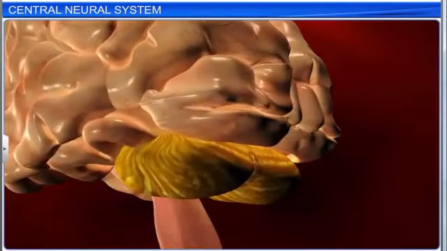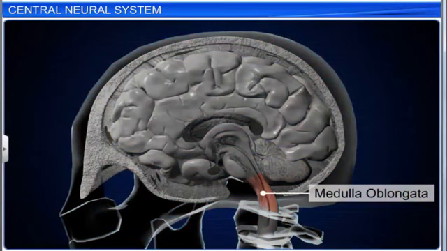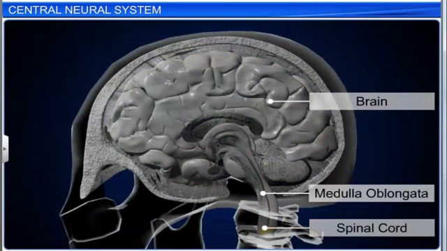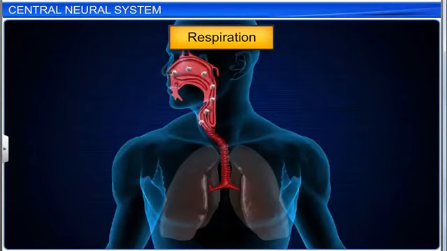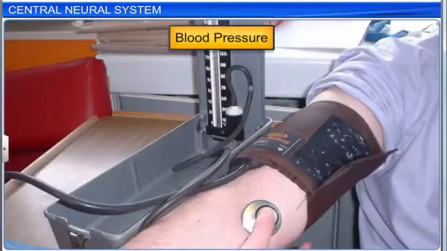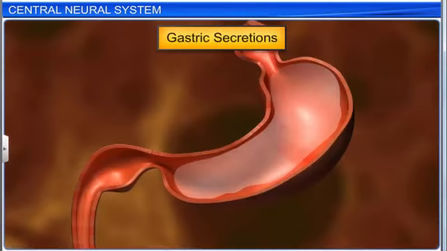The convoluted surface of the cerebellum provides a lot of space to accommodate the maximum number of neurons. This part of the brain is responsible for coordinated body movement or balance of the body. The medulla oblongata acts as a link between the brain and spinal cord. The centers in the medulla oblongata control involuntary activities such as respiration, blood pressure, cardiovascular reflexes, and gastric secretions.